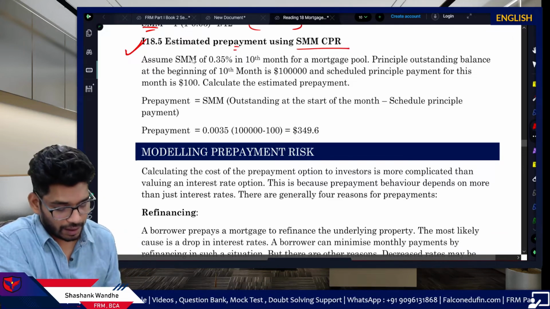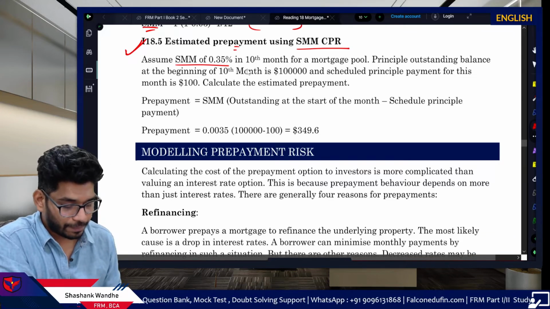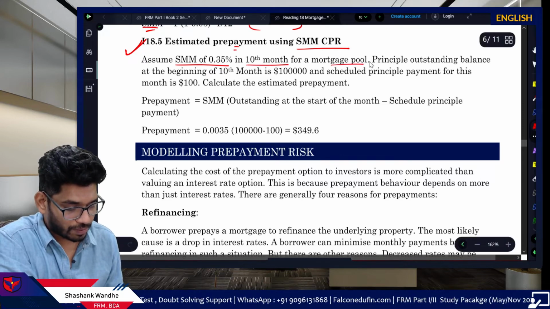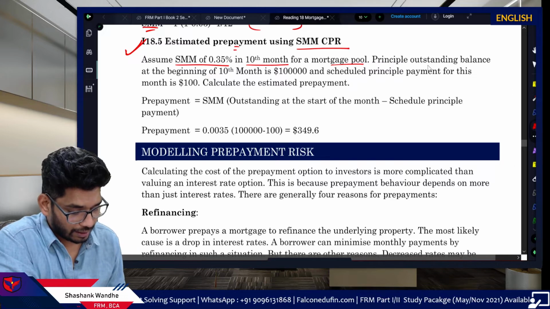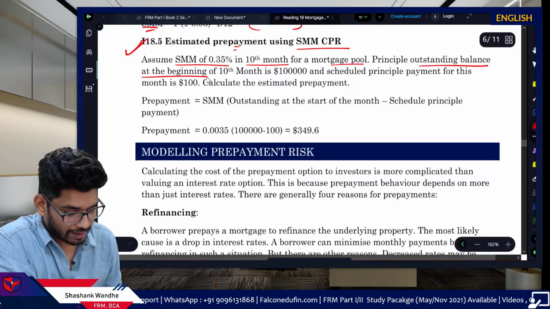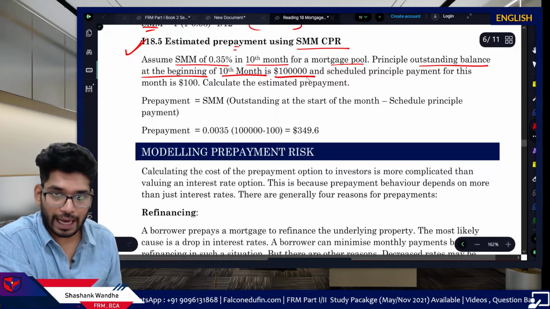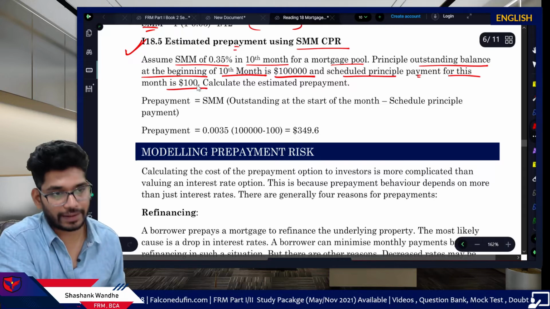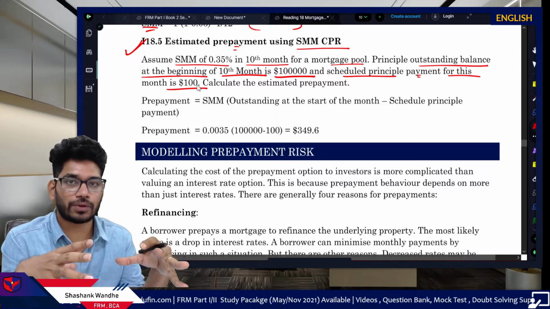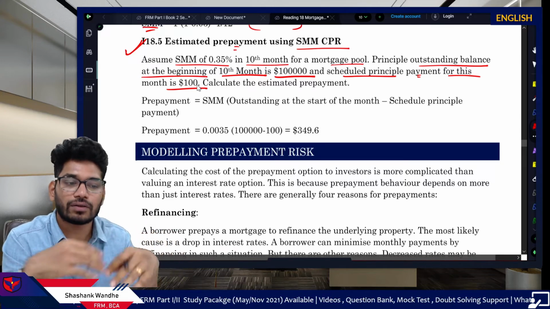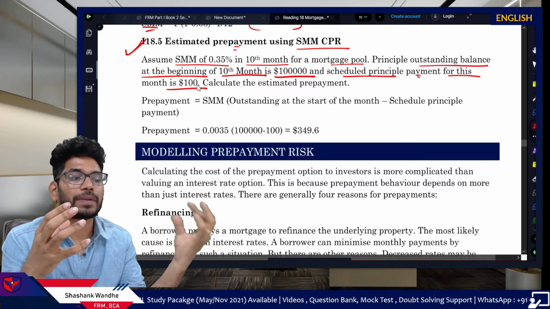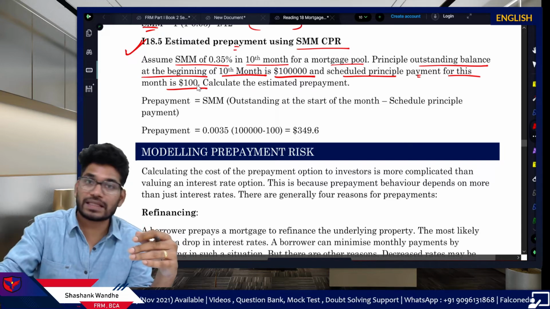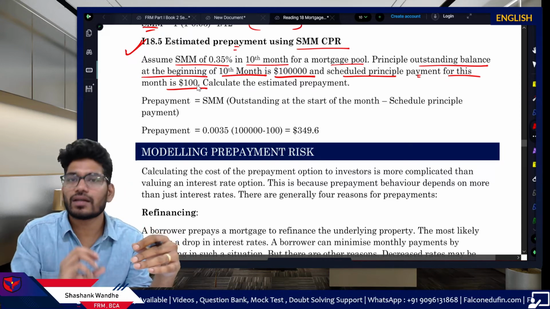Assume you are provided with an SMM of 0.35% in the 10th month for a mortgage pool, and the principal outstanding balance at the beginning of the 10th month is 1 lakh, and the scheduled principal payment for this month is $100. Remember, this pool has $1 lakh of remaining principal in the 10th month, and the principal payment will be less in the beginning, right? Because in the end, the interest will be lower and principal will be higher. But currently, principal payment is less only.